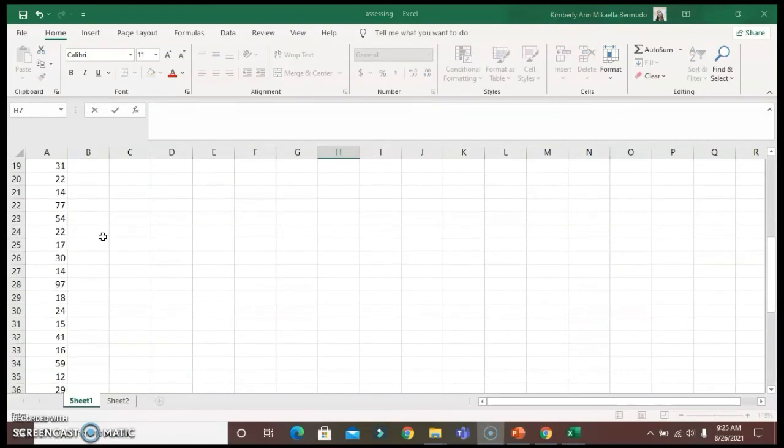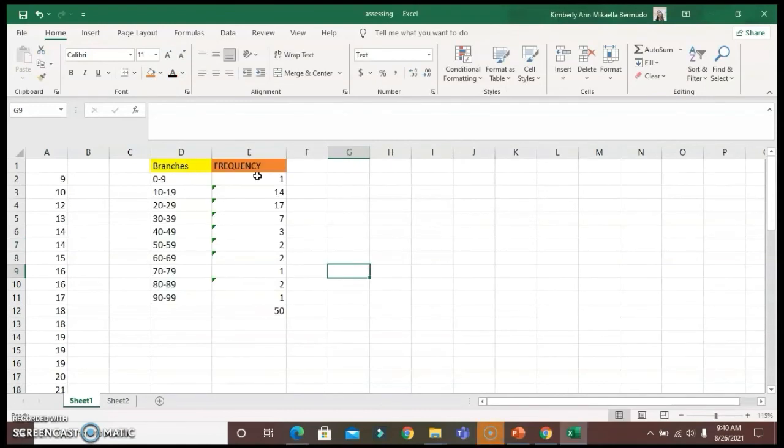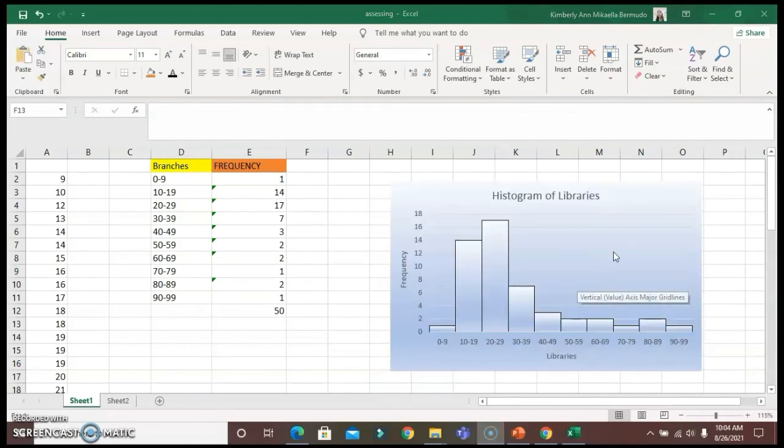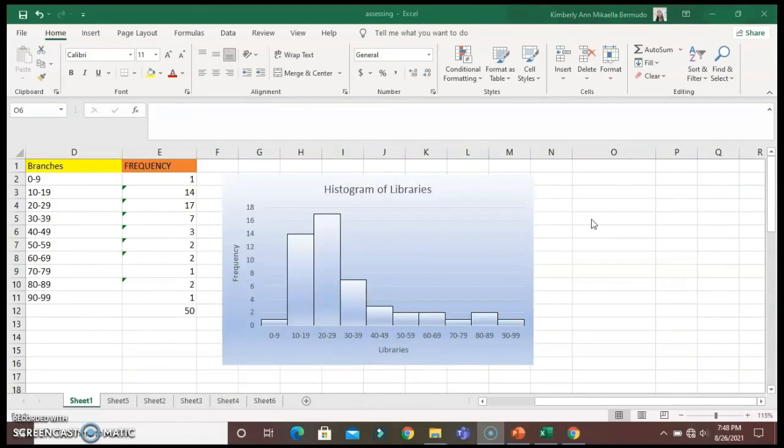After we put all the data in the first column, construct a frequency distribution. So here's the frequency distribution. Next I'm going to draw a histogram. Here is our histogram for the frequency distribution.